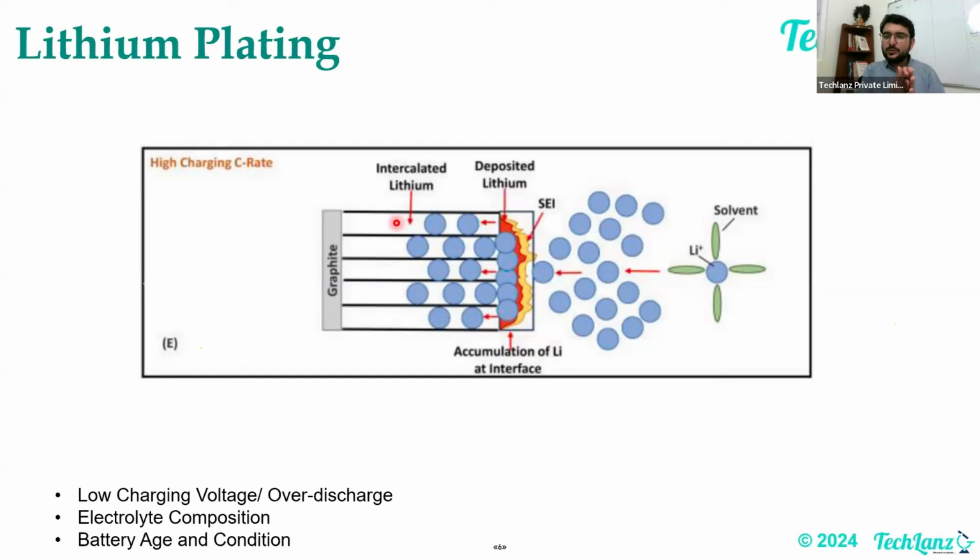When you try to charge the battery pack at a very fast pace, the solvent layer also breaks. This solvent layer prevents the ions from combining with each other while they are moving. When you move at such a fast pace, this solvent layer breaks, and metal-to-metal contact happens and they form a bond. Yes, is it clear to you?